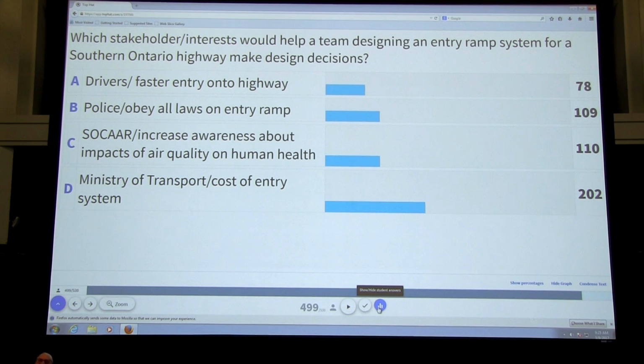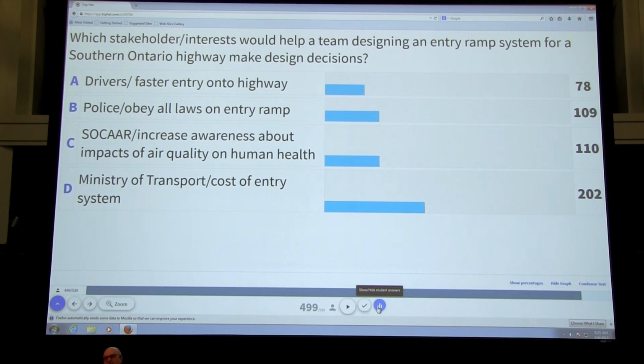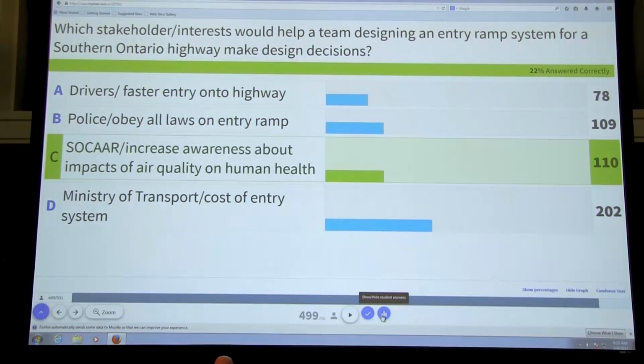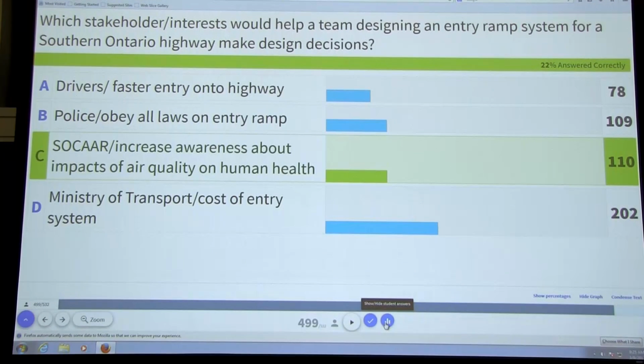SOCAR has an interest that will relate to design decisions. Cars idling on an entry ramp contribute to particulate matter in the air. And the Ministry of Transport, cost of an entry system, that again is totally design driven. So again, for the quiz, note, every single incorrect answer repeated the question.